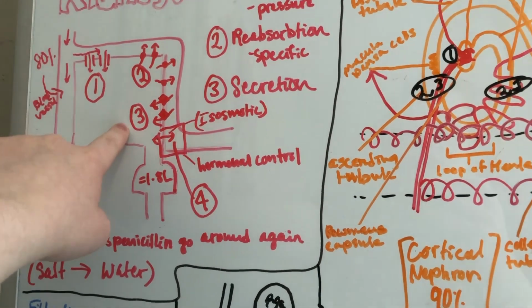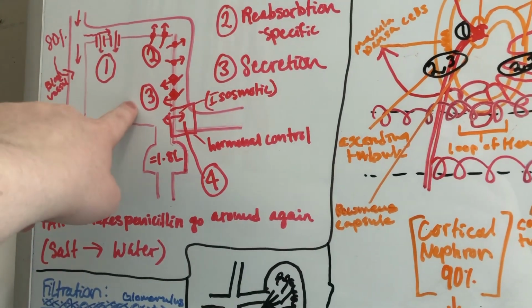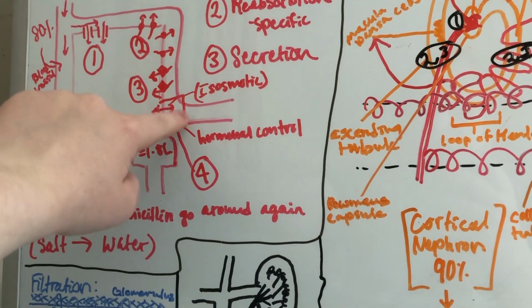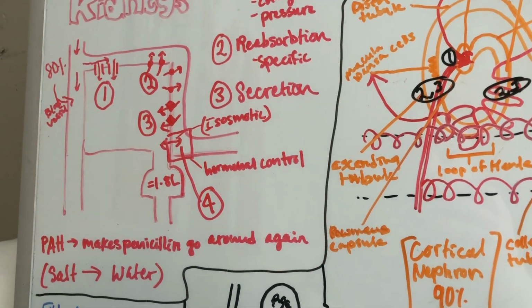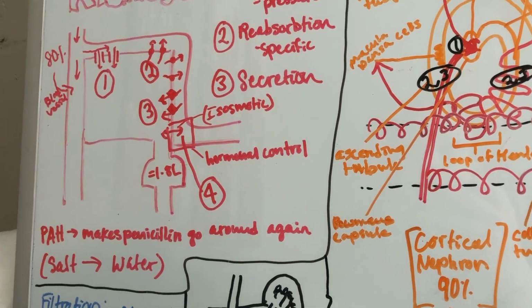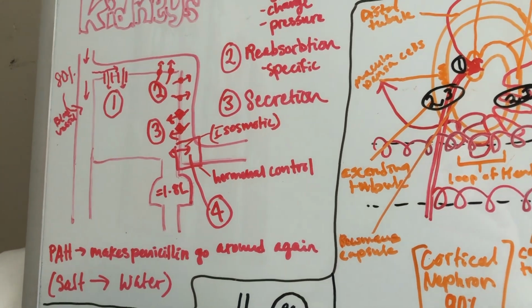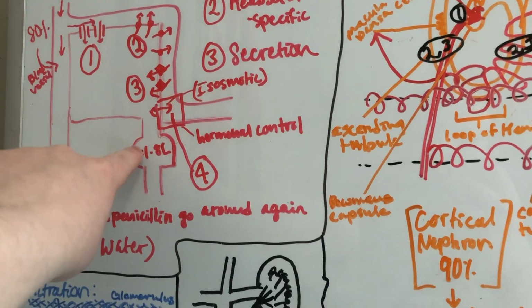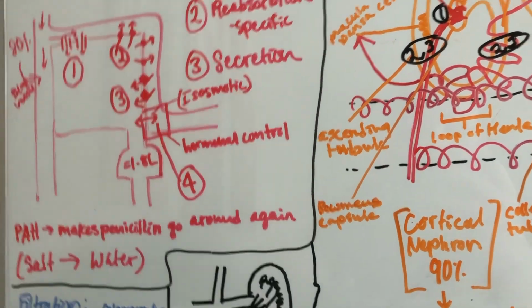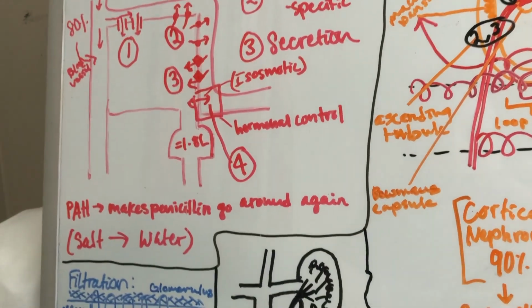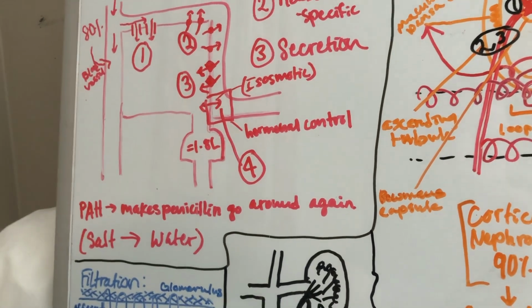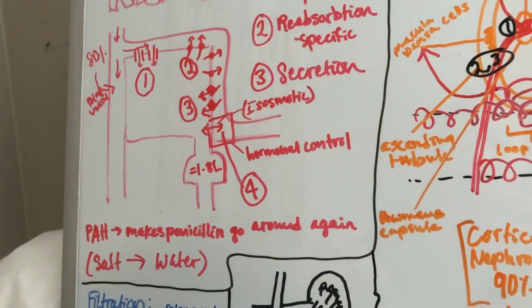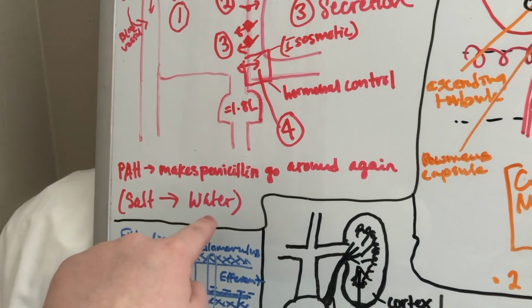Step 3 is secretion, so we're intaking things into the kidney. And then this area right here is hormonal control. And this is going to be where step 4 takes place, and that's excretion. And by the time we're done, this is symbolizing the bladder. We have about 1.8 liters that make it out of our body. So 2 things to remember is salt always follows water.